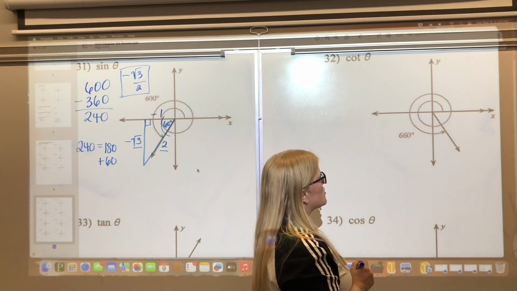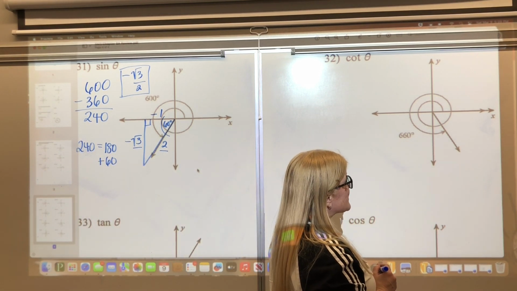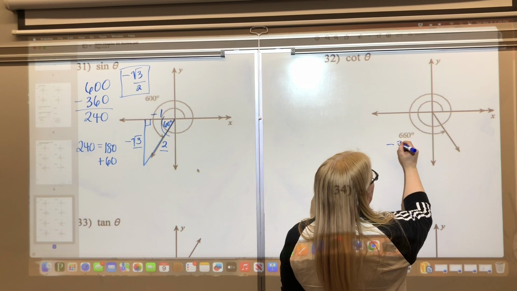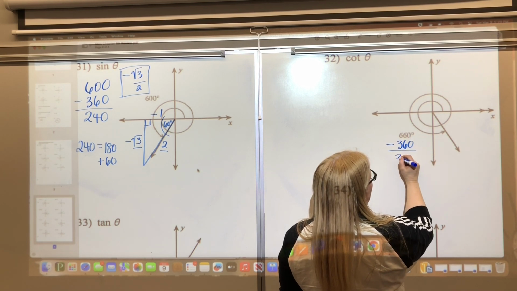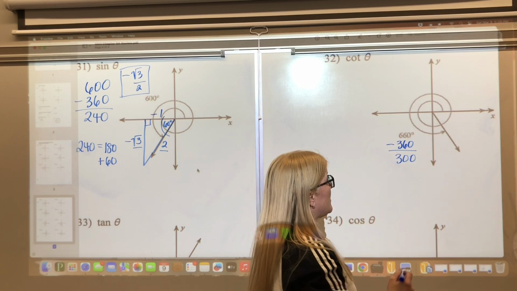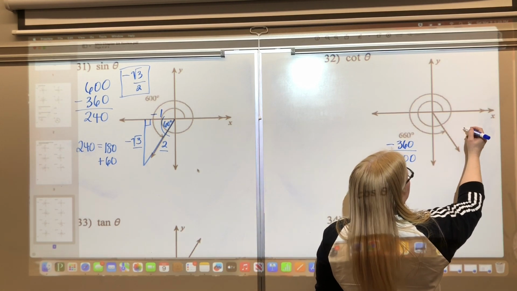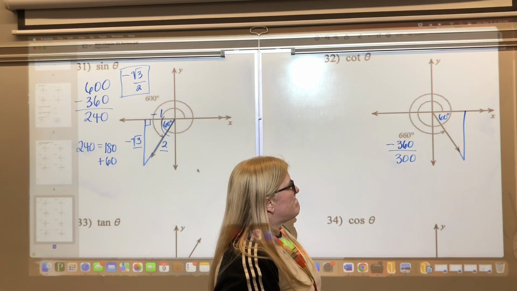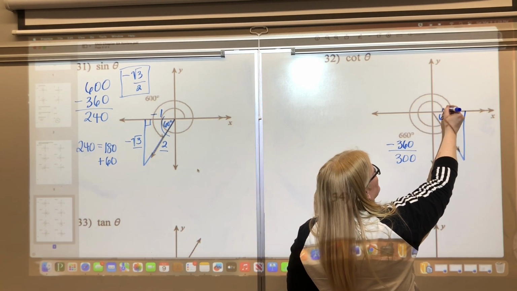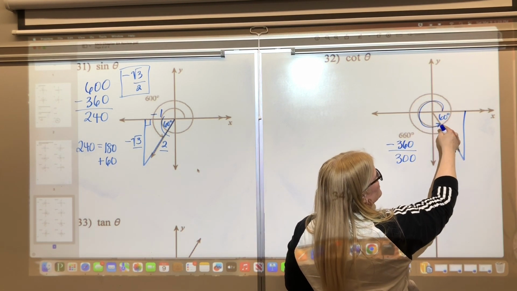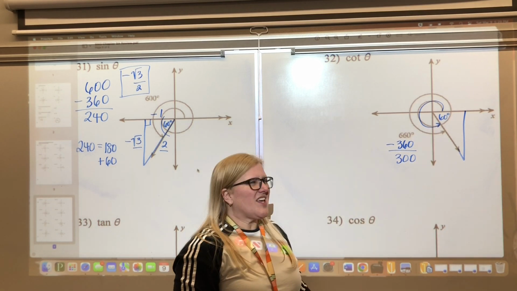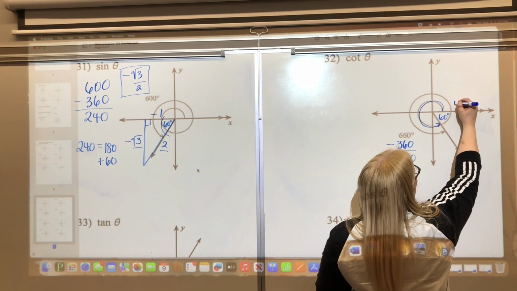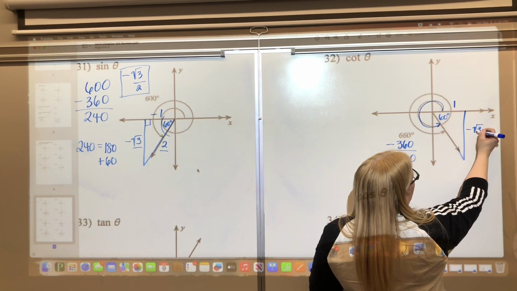Oh, cotangents are so fun. Okay, 660. Minus 360, well, that's 300 degrees, which means to get to 360, I would need another 60. So this is a 60 degree. So my coterminal angle, just one time around, is 300 degrees. So I would need another 60 to get to 360. That's a lot of 3s and 6s. That's a little confusing. Okay, so here's 1, here's -√3, here's 2.